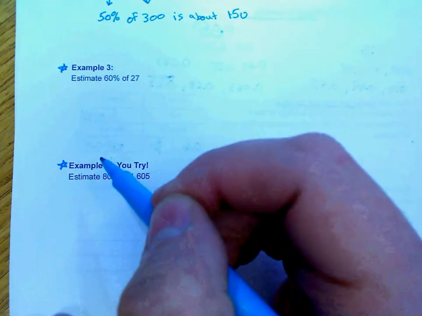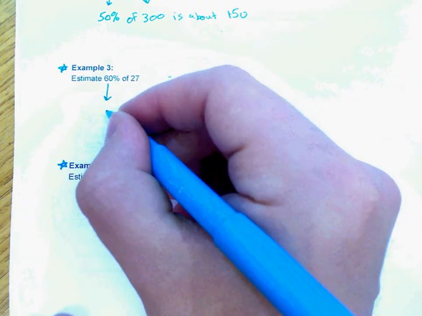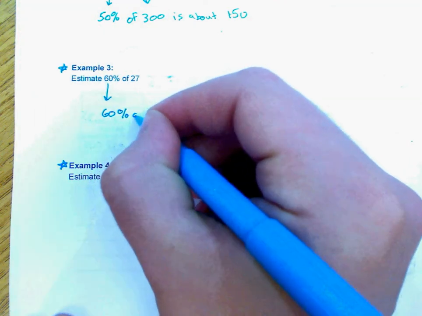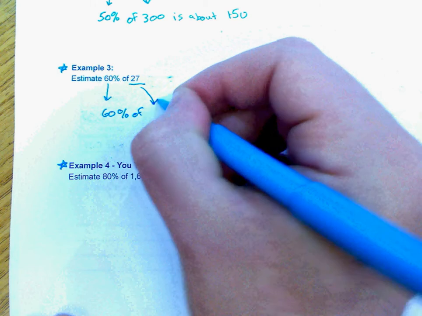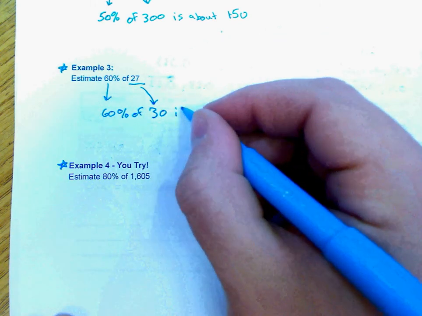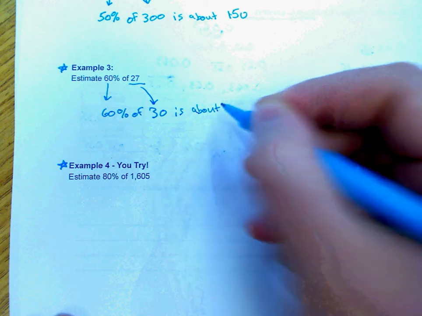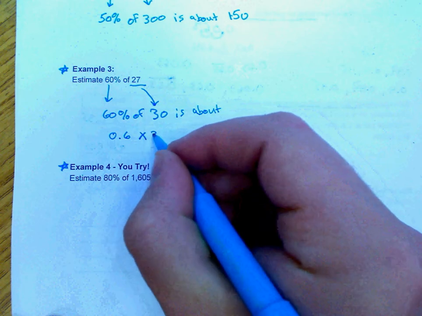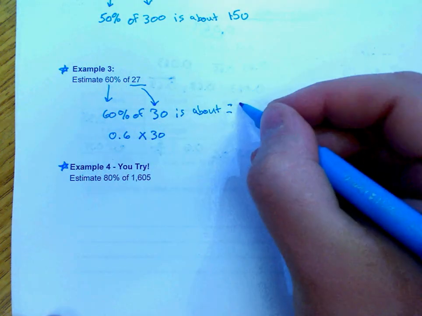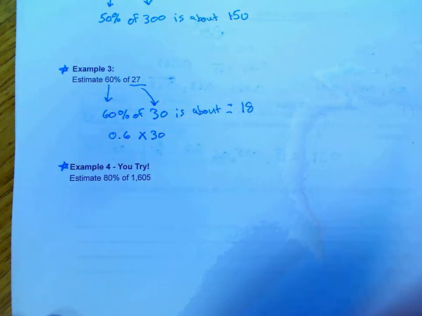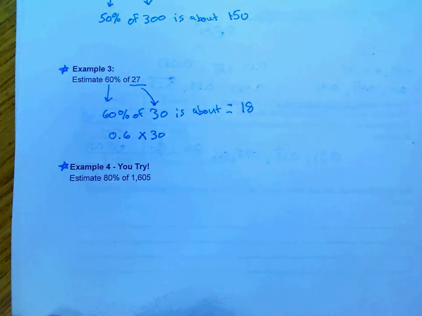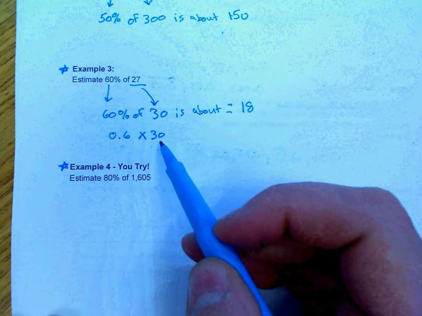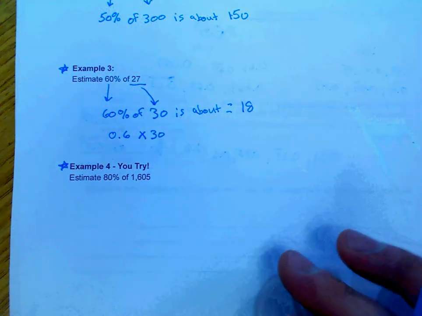Example number 3. We can keep this at 60%. So we're going to keep it down at 60% of, we're going to round 27 to 30, is about, so we take 0.6 times 30, and that comes out to 18. So we change that to decimal form, multiply it times our estimate, and we go from there.